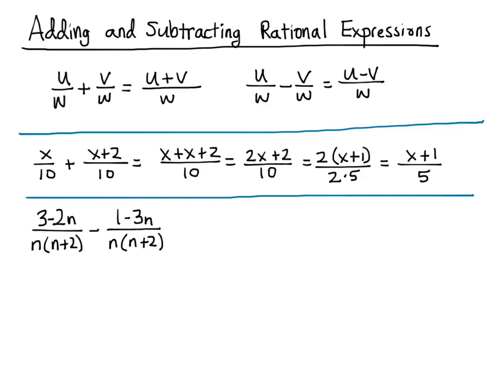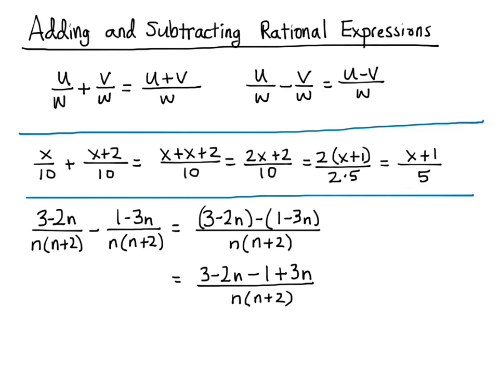Okay, so here's one that has a common denominator of n times n plus 2. The tricky part here is to remember that when you are subtracting, the negative applies to the whole polynomial that's in the numerator. The safe way to do this is to write it in parentheses, so you can keep track of the fact that you have this negative that's going to change signs. So when we expand this, we can just remove the first parentheses. In fact, you don't have to put them there if you don't want to.